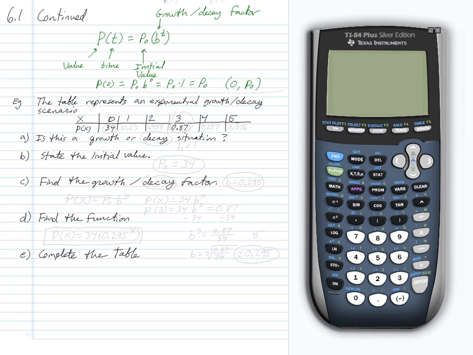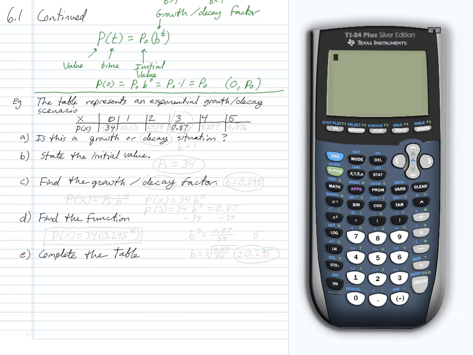So it's a growth model if b is greater than 1. It's a decay model if b is less than 1. And that kind of makes sense. If b is less than 1, our function would be decreasing and our graph would be falling. If b is greater than 1, then our function would be increasing and our graph would be rising. So let's take a look at one of these in action.